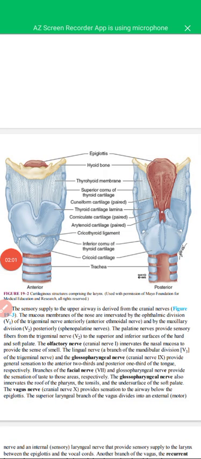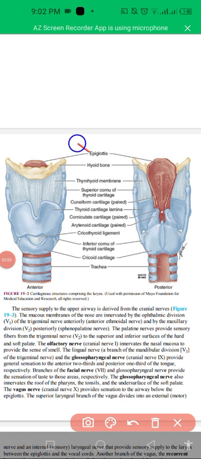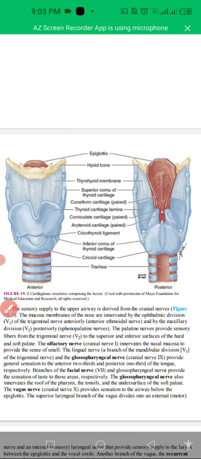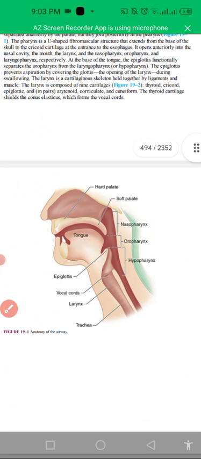Here in this image we can see the epiglottis, and then the hyoid bone, and then this one is the thyroid ligament, as you can see from the posterior view. Superior cornu of the thyroid cartilage, cuneiform ligament, and then corniculate cartilage, cricoid ligament with the inferior cornu of the thyroid. There is the cricoid, and then the trachea. So this is the normal anatomy from the anterior and backward view.